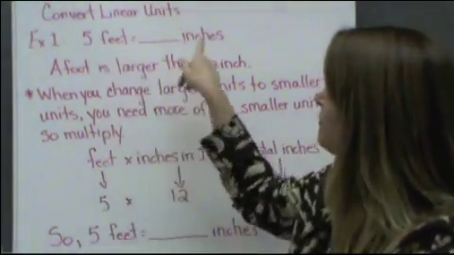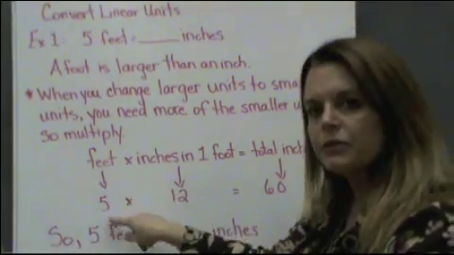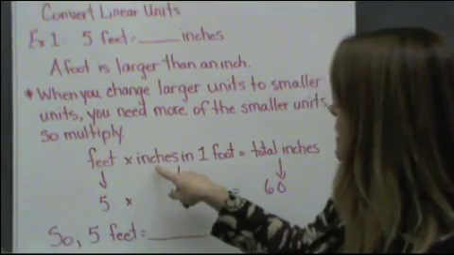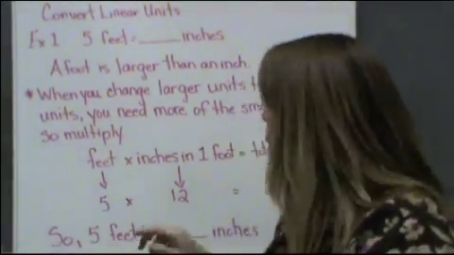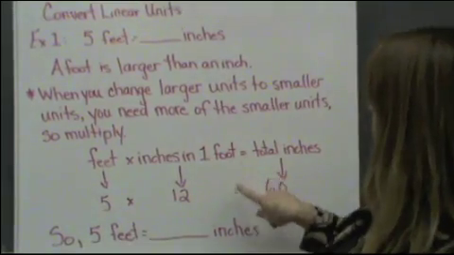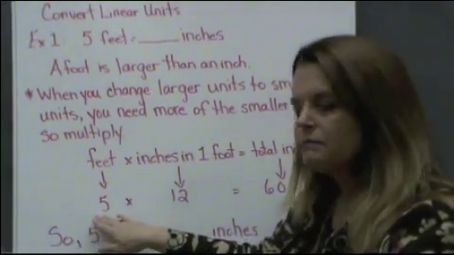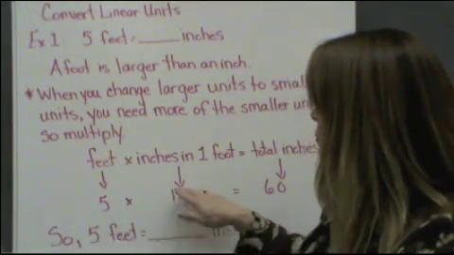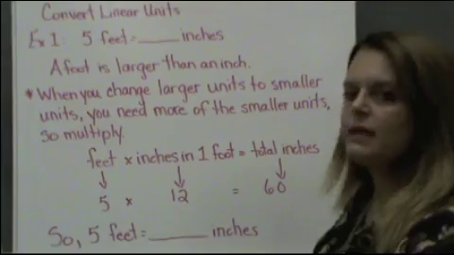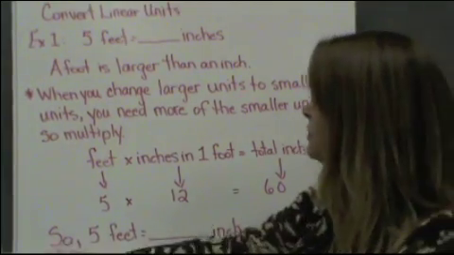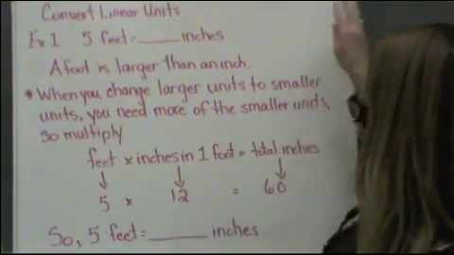Here's an example. Our 5 feet equals how many inches? Here's my feet. I have 5 of those. Multiply it by inches in 1 foot. How many inches in 1 foot? 12. And this is going to give me my total number of inches. So if I have 5 feet times 12 inches, it's going to give me a total of 60 inches. So my answer would be 5 feet equals 60 inches.